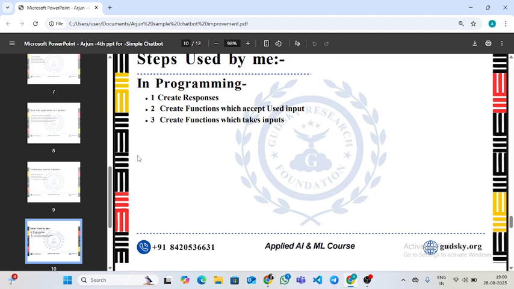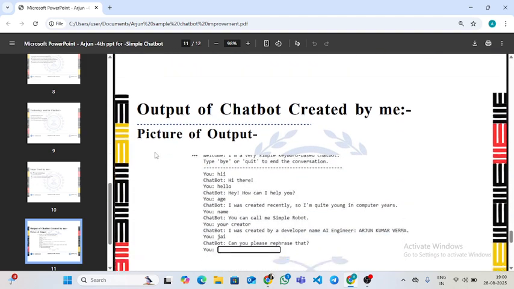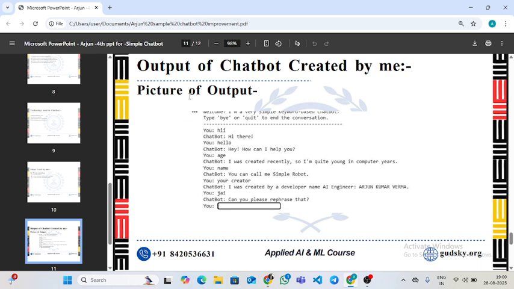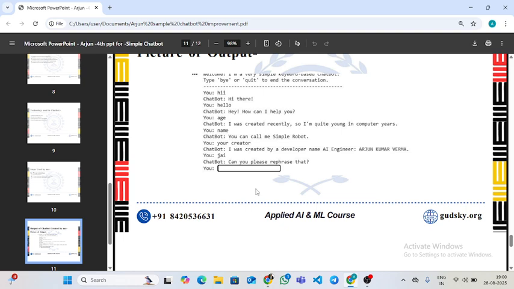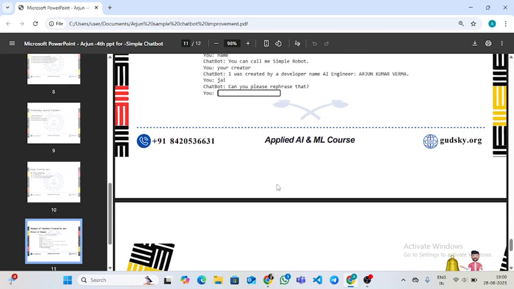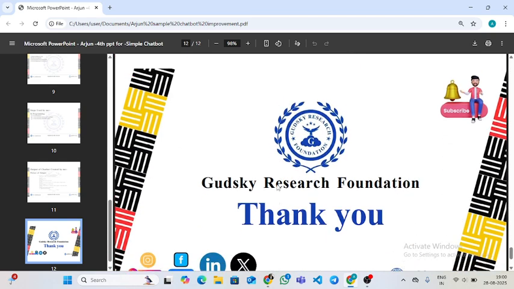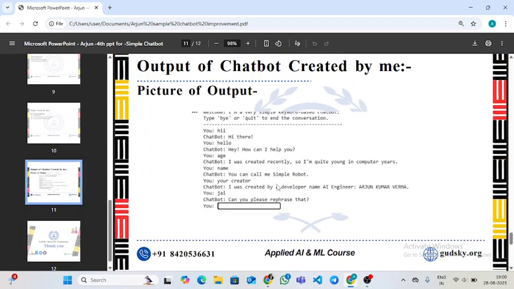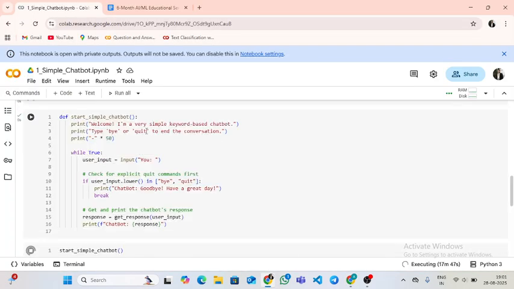So in deploying the model, we will move to the next slide, that is a sample output which I cropped and put here to explain to you. I asked the chatbot hi, it responds hi. I asked hello. So these are the responses you can see. And we will move to our next slide, that is the end. But before the end, I would like to show you something, that is the programming which I have done here.